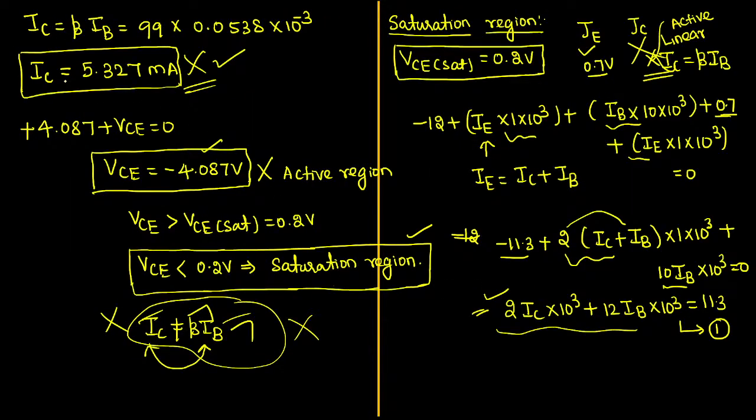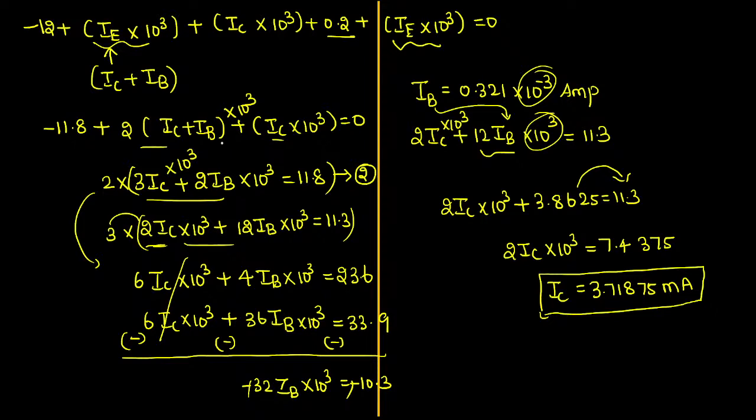See, what is the value of collector current that we got in active region? The value of collector current IC that we got is 5.327 milliampere. But this is wrong, right? So here the value of the actual collector current is 3.71875 milliampere. IC sat is less than the value of, do you remember?